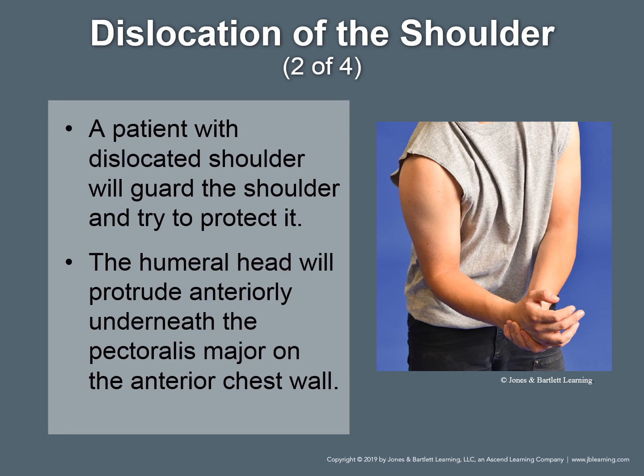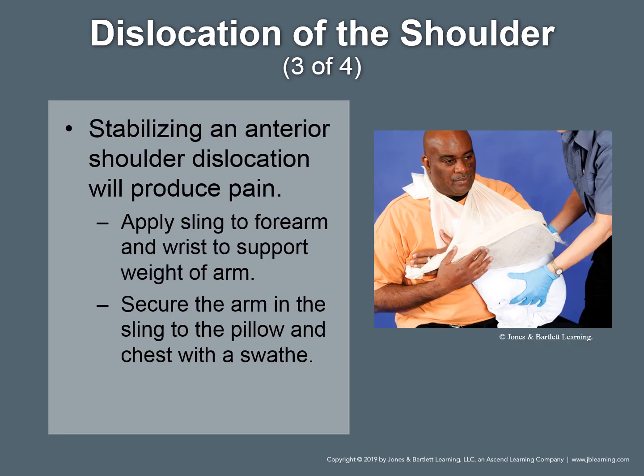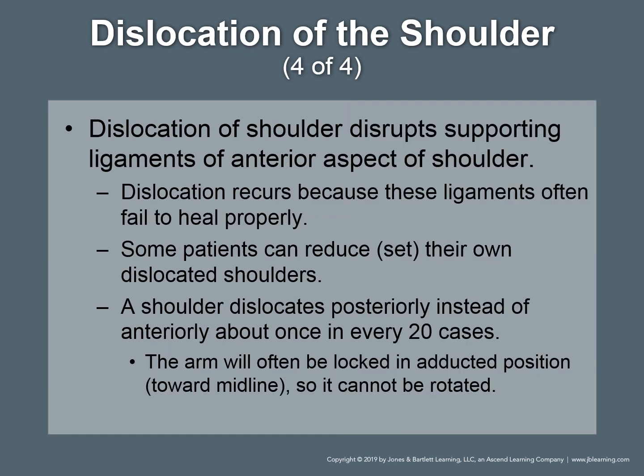The way you reduce it is just gentle downward pressure. You do not reduce unless there's a compromise to circulation. Stabilize the anterior shoulder, sling and swathe. Tie it to the body good and tight. Put a pillow under the arm. That'll help with some of the pain and movement.